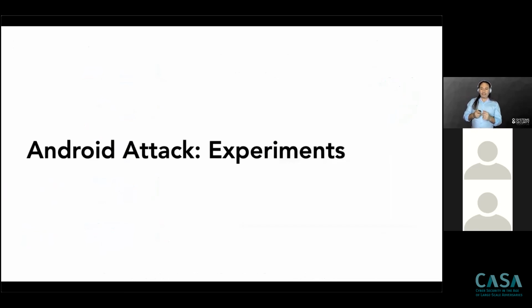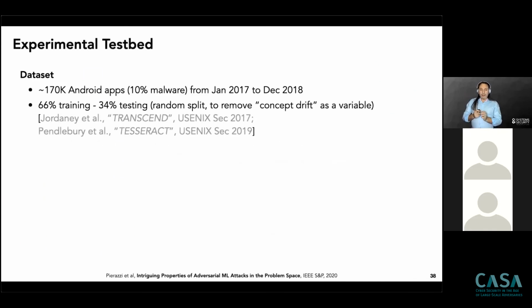So let's explain a little bit the experimental settings now. We evaluated our approach on around 170,000 Android applications, of which 10% are malware. This dataset covers the period from January 2017 to December 2018, and is collected by Andrew Zhu. Then we split this dataset for training purposes into 66% training and 34% testing, a random split, to sort of remove concept drift as a variable.